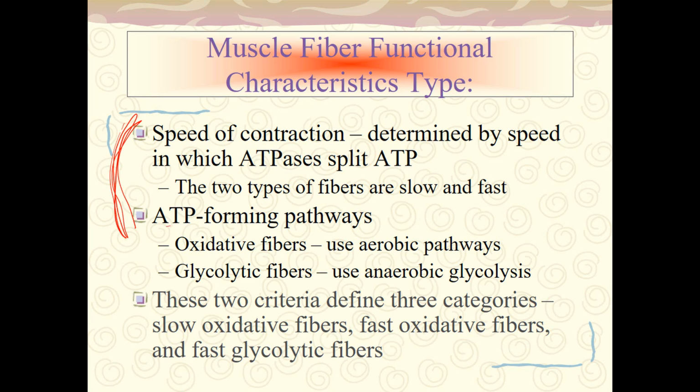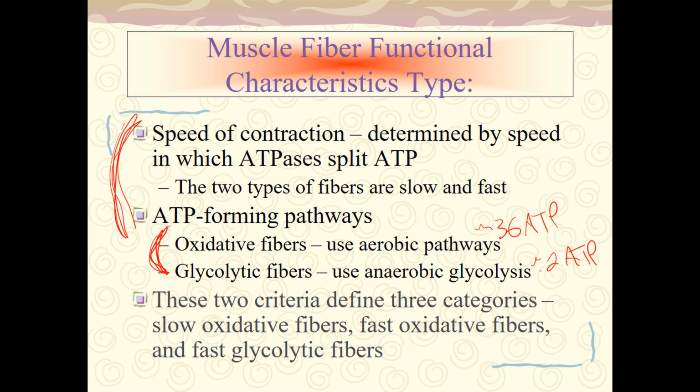Now this, the ATP forming pathways, talk about how do they make it. Oxidative fibers use aerobic pathways, so they're getting about 36 ATP per glucose. Glycolytic fibers use anaerobic glycolysis, so they're getting about 2 ATP per glucose. So these two criteria define the three categories: slow oxidative, fast oxidative, and fast glycolytic. So we don't have slow glycolytic. There's no such thing as that, right?